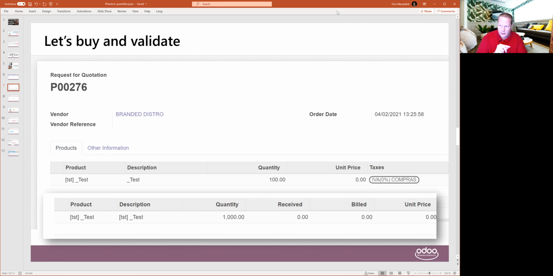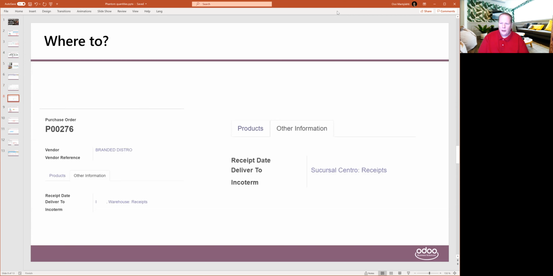When you validate these, then Odoo increases or decreases the virtual quantity of the product, and it does that even before this product has arrived to your warehouse, or even when you have not sold it yet. So in this example, I have purchased two times the test product, one 100 and one 1000. And I have actually set it so that they will be arriving to two different warehouses.